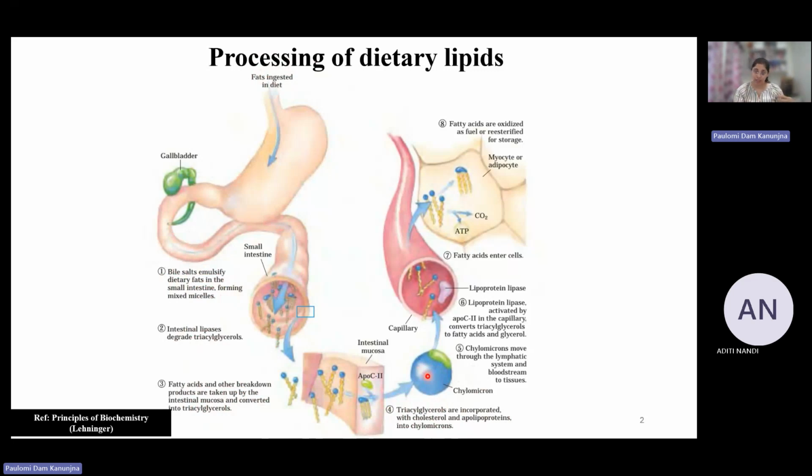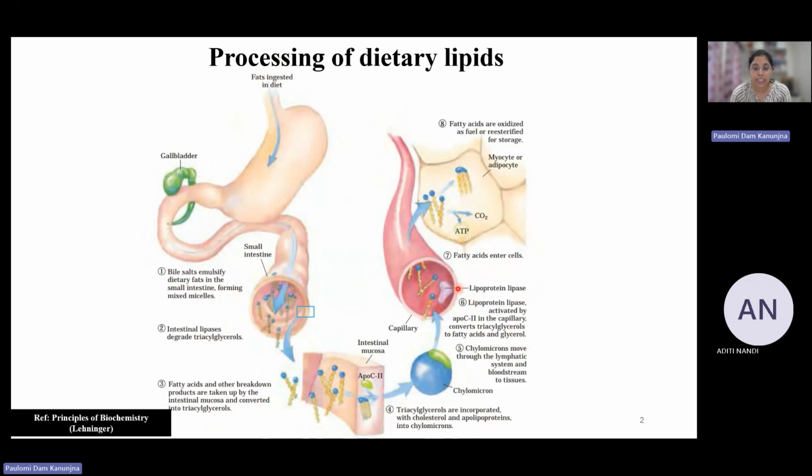So these TAGs, which are now again in the intestine, and you have cholesterol also, which is part of the dietary lipid that we have taken, they're part of chylomicrons. These chylomicrons will move through the lymphatic system and bloodstream. We know this. They travel via blood. Then we have lipoprotein lipase. So remember, it's a lipoprotein, right? So you have lipoprotein lipase to break down this component. This lipoprotein lipase, which is activated by ApoC2 in the blood capillary here, converts the TAG again back to fatty acid and glycerol, right?